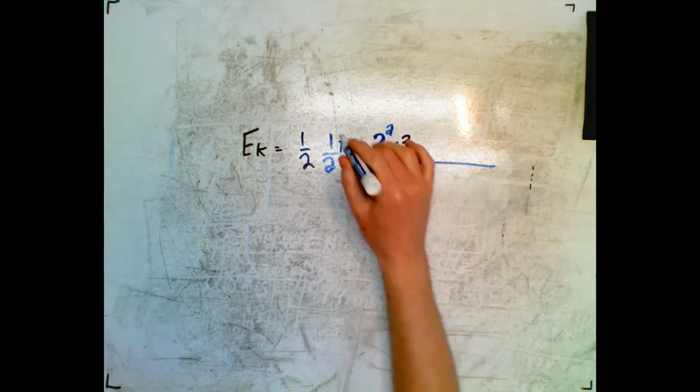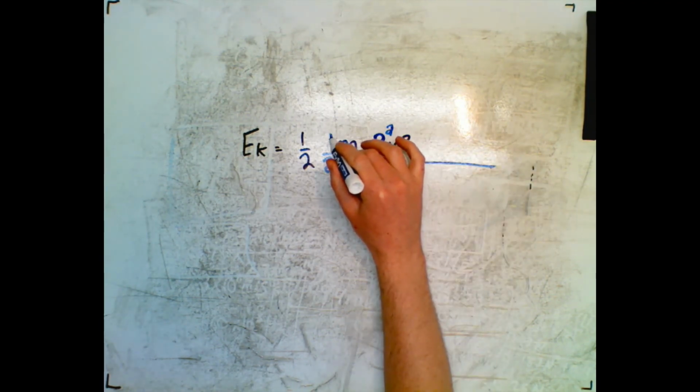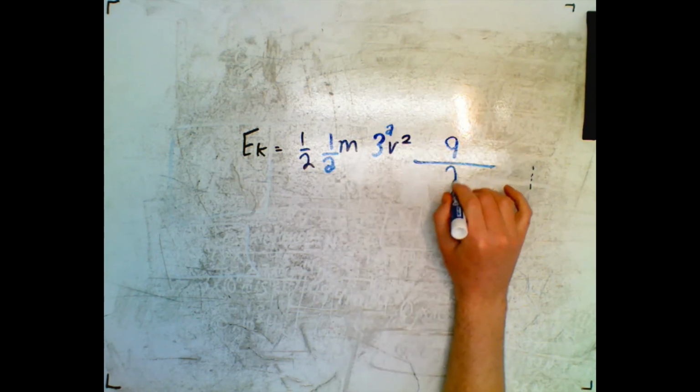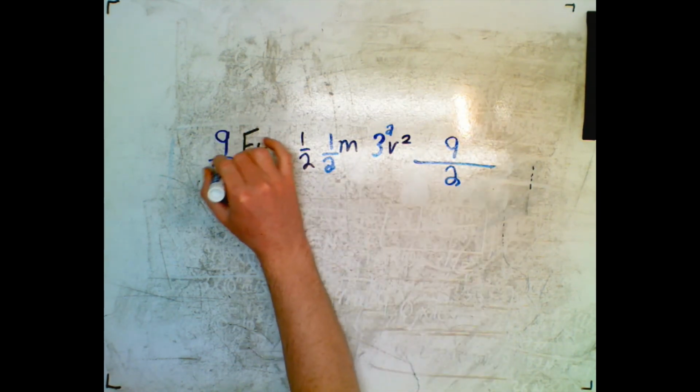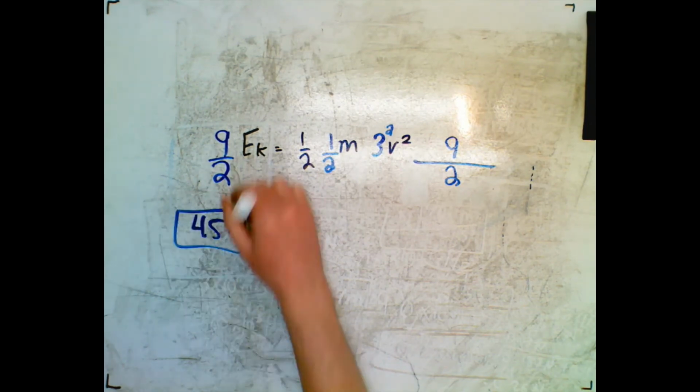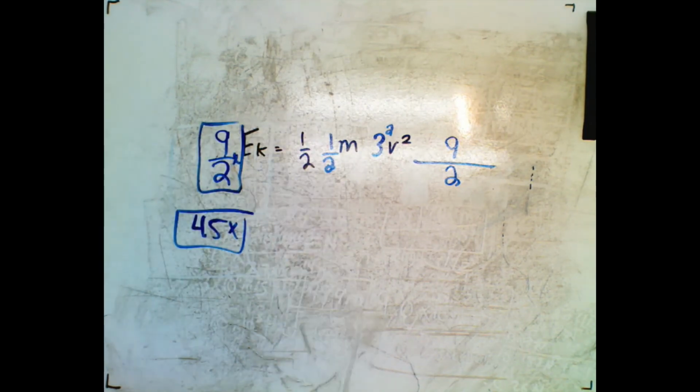So the blue stuff on top is 1 times 3 squared, which is 9, and the blue stuff on the bottom is 2. So my EK would change by 9/2, or 4.5 times. So that'd be my answer. Okay, that's 4.5 times. There's a decimal there. Okay, and then I think I have one more that's a little bit trickier.